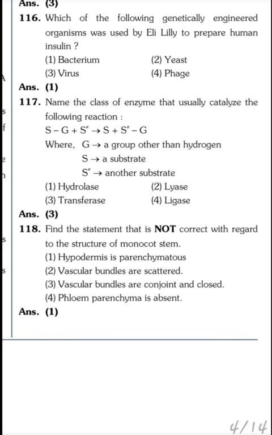incorrect statement, because they don't have any cortex, neither do they have stele. Instead, we call it ground tissue, and there is no hypodermis. The remaining 3 points are correct. The monocot stem has scattered vascular bundles, which we call atactostele. Vascular bundles are conjoint and closed, which implies they don't have cambium. Phloem parenchyma is absent in monocot stem. So the first option is the incorrect statement.